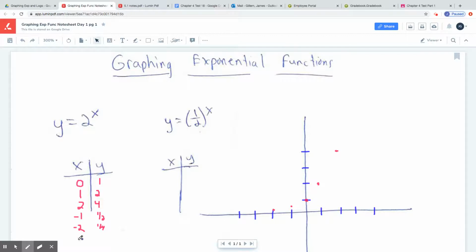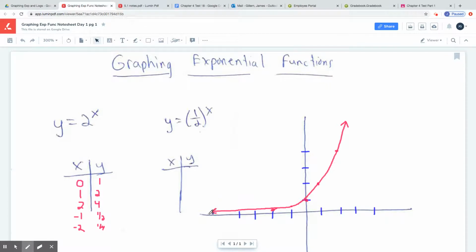Now, if you think about it, if I said -6 here, 2 to the negative 6 is 1 over 2 to the 6th. If I did -100, it'd be 1 over 2 to the 100th. It's never going to go below 0. So there's the rough shape of an exponential.